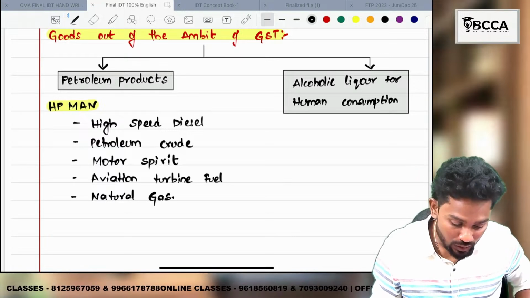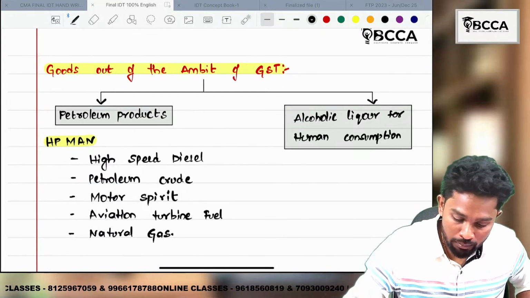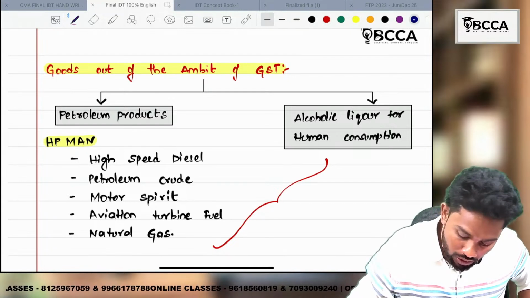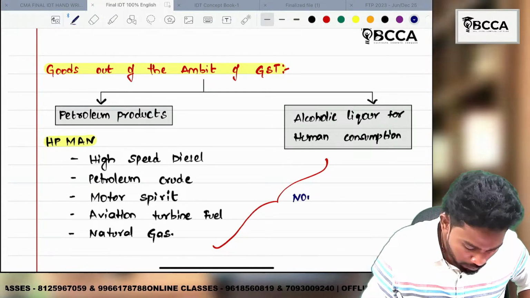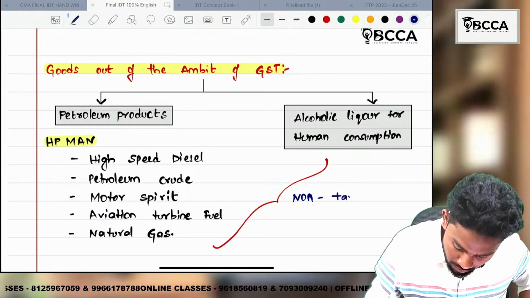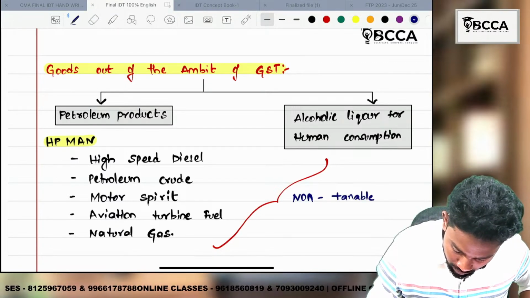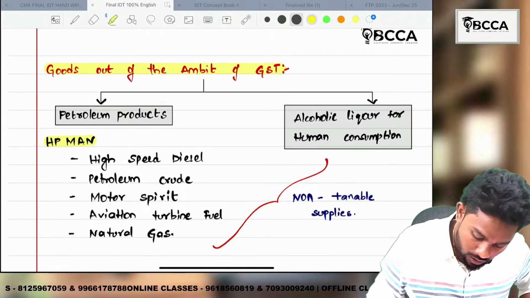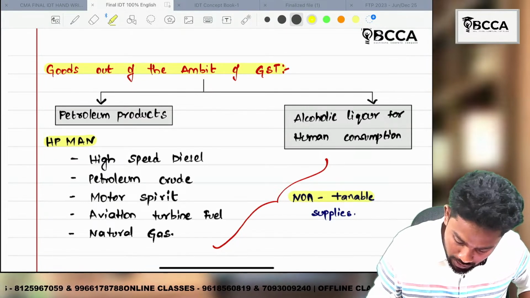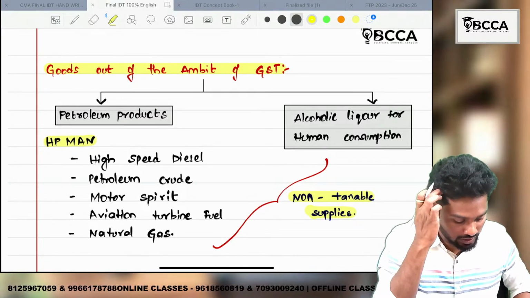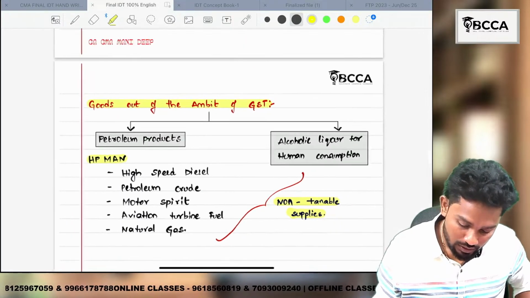So these are the goods which are currently out of the ambit of GST. This can be called even non-taxable supplies. This can be called as even what? Non-taxable supplies.